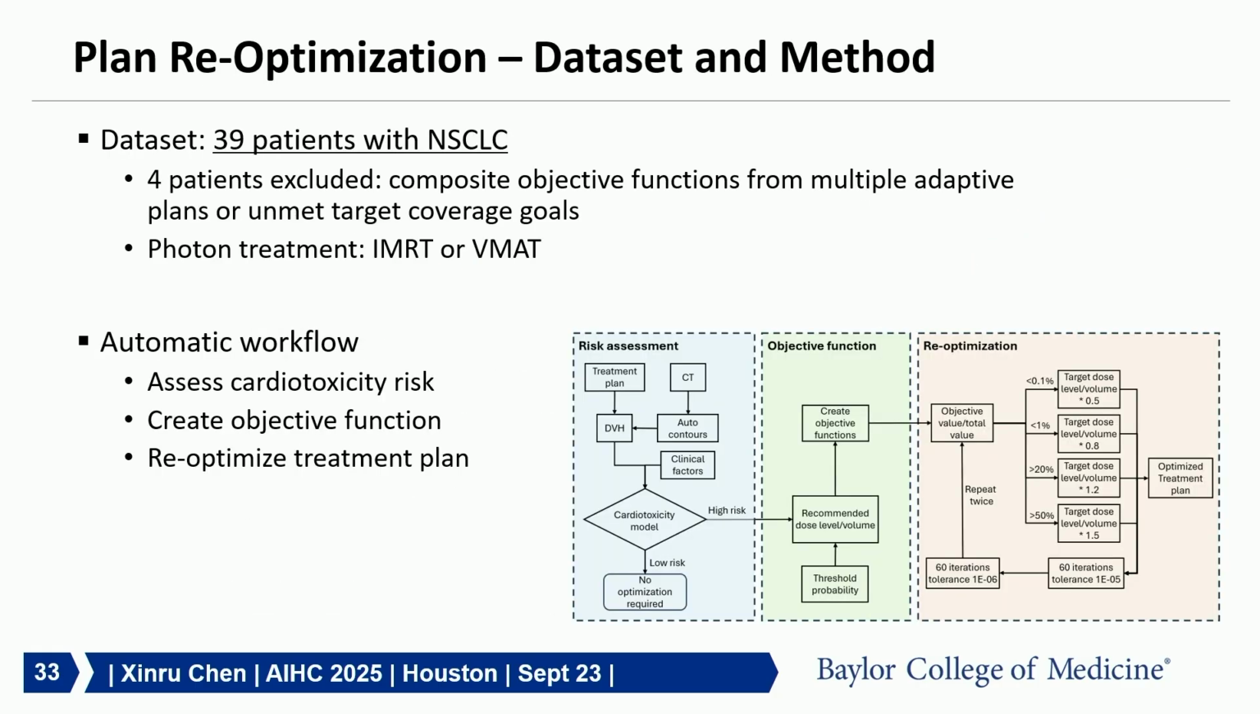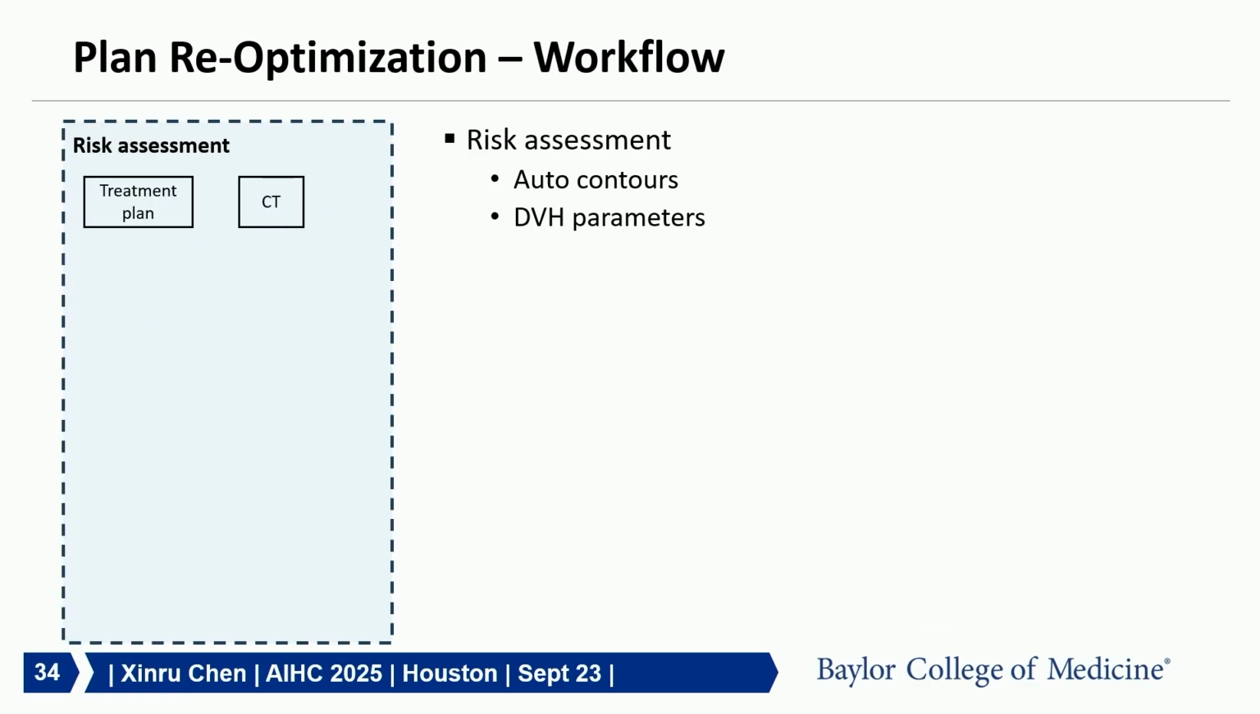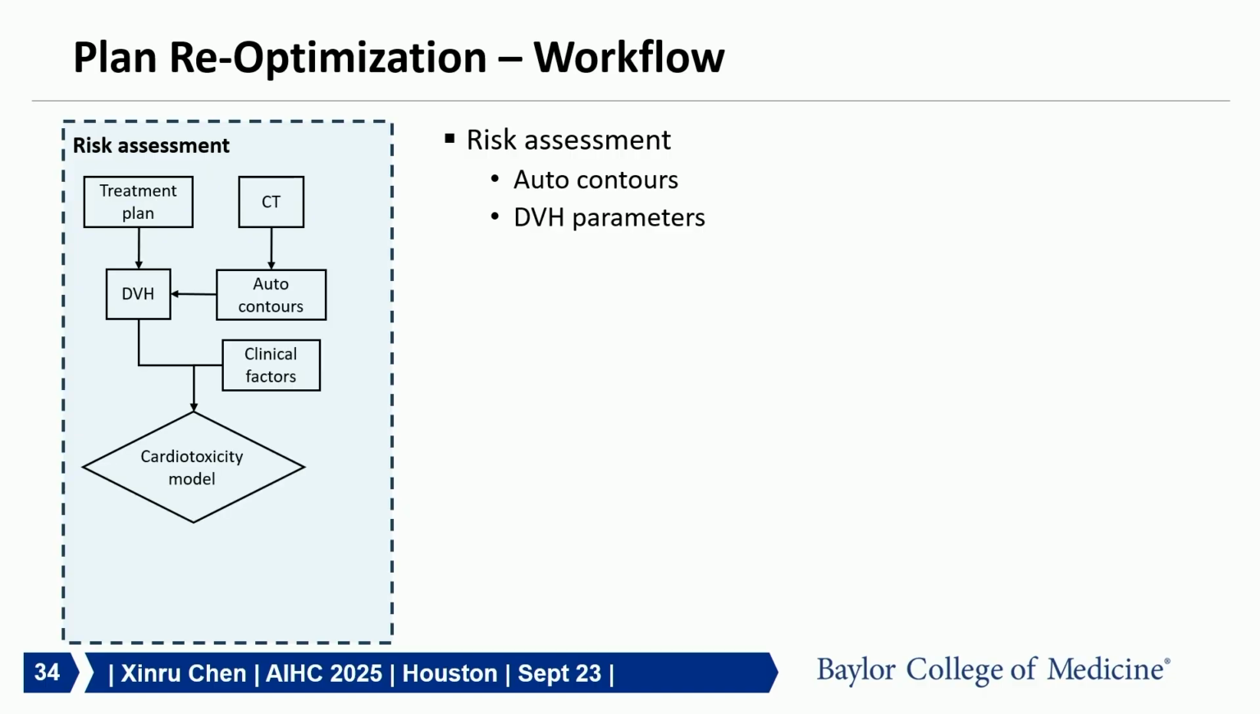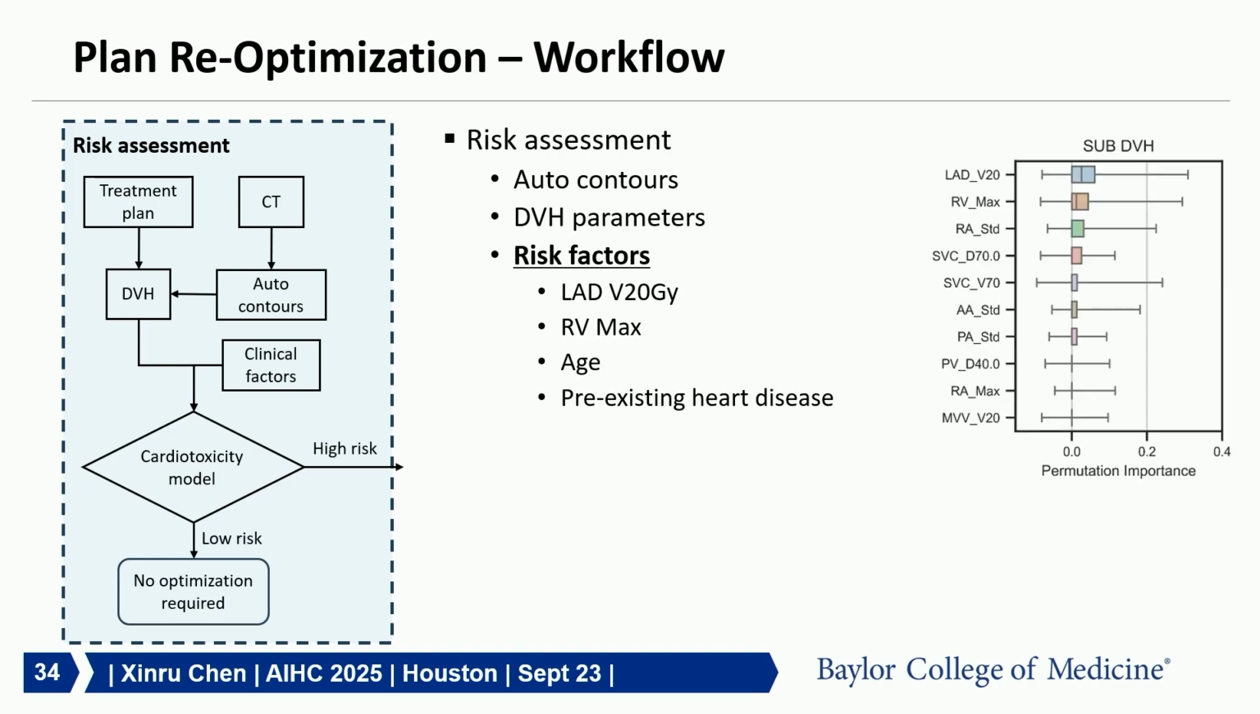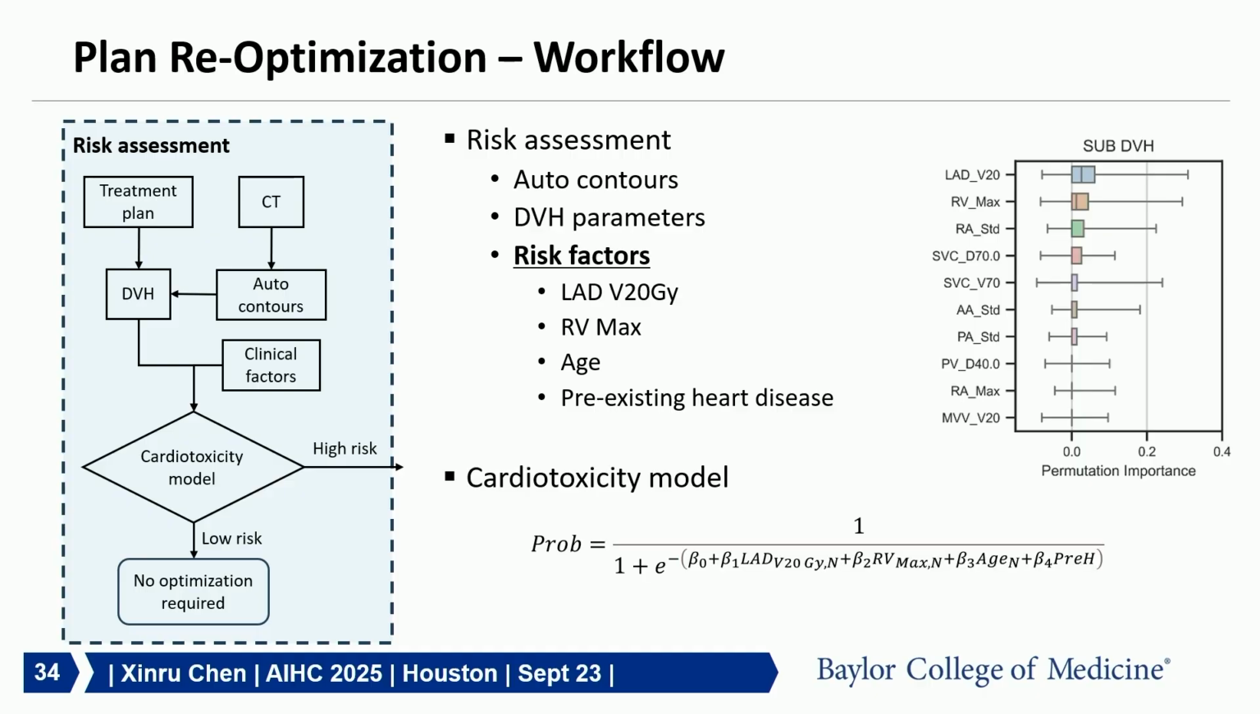We curated 39 patients for this purpose, and we established an automatic workflow to assess the cardiotoxicity risk to create the objective function and re-optimize the treatment plan. So in the first step, we start with the treatment plan and CTs. We get the autocontours, we generate DVH parameters, and together with the clinical factors, we estimate the cardiotoxicity risk of that patient. So here the risk factors we consider include LAD-V20 degree, right ventricle maximum dose, the age, pre-existing heart disease, and we got a nice, beautiful mathematical equation from the logistic regression model.